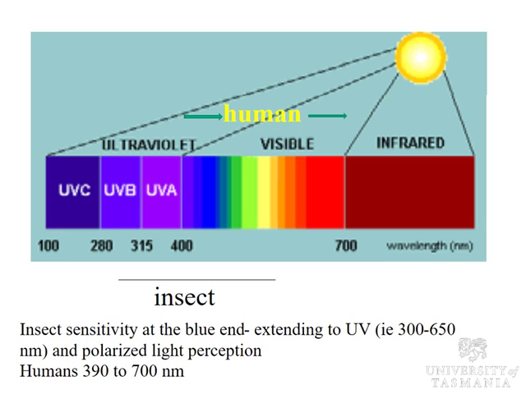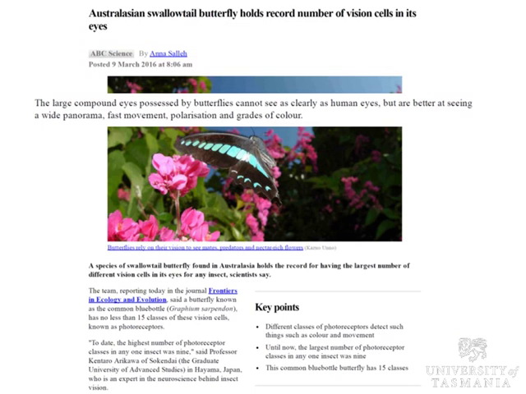Now, with computer screens and even our sight, we generally think of trichromatic vision, which is where we have 3 different colour receptors, and the combinations of those colour receptors produce the colour that we're actually looking at. But there was a paper out 2 years ago now on the Australian swallowtail butterfly, which found that they actually have 15 different classes of photoreceptors, which is the largest number of photoreceptors ever known. Previously it was 9. And the interesting thing about this is that they cannot see as clearly as human eyes, but are better at seeing a wide panorama, fast movement, polarisation, and grades of colour.